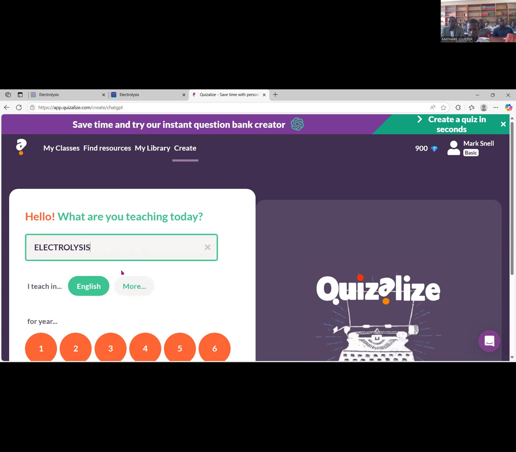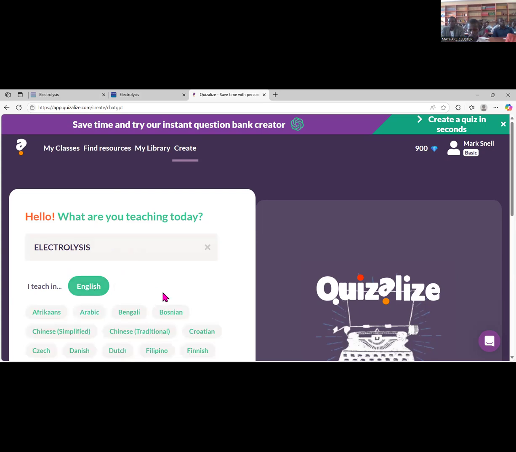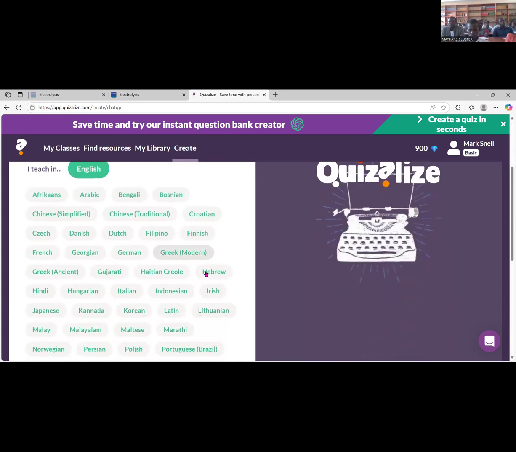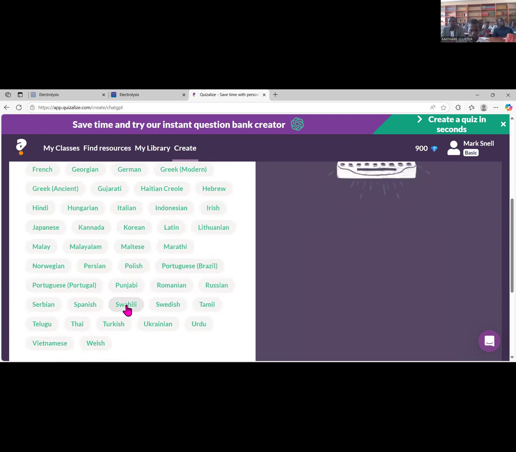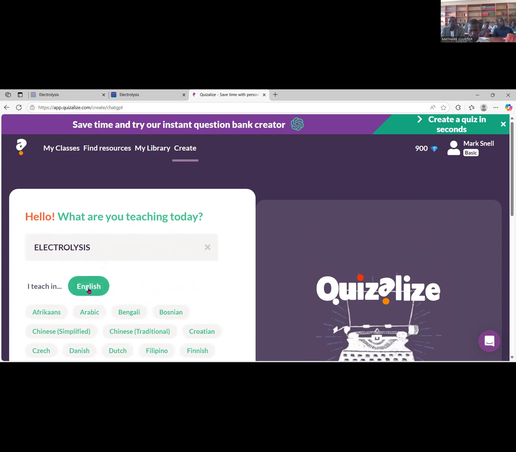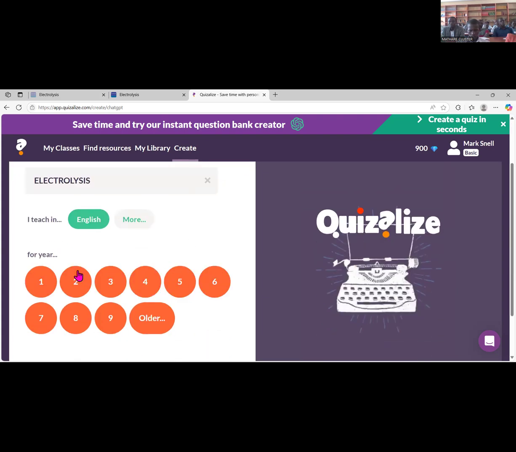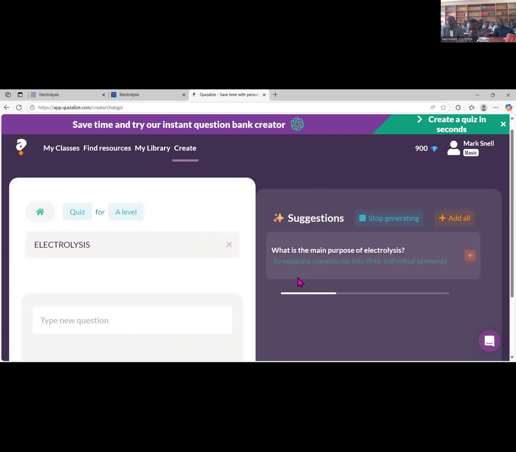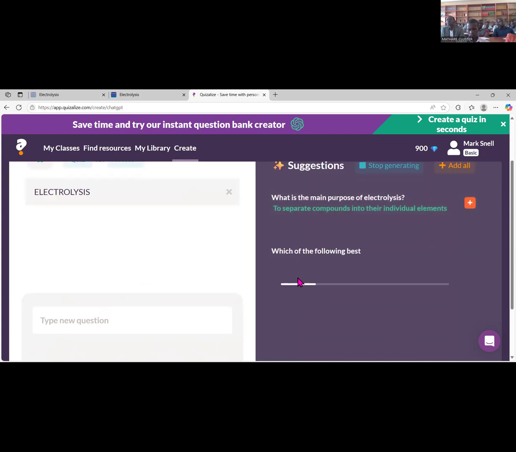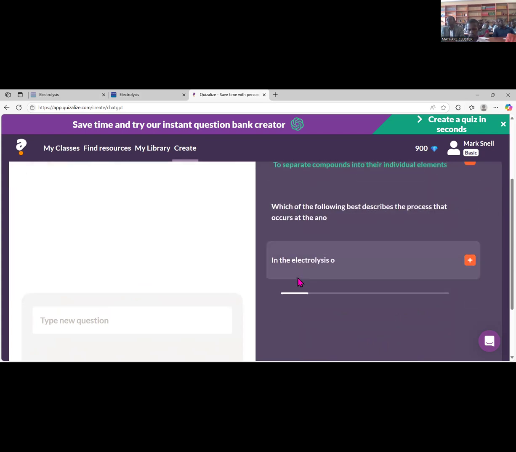So I'm going to say I'm interested in electrolysis. I could even pick the language. If I want, I can pick Swahili. I'm not going to because mine is not very good. And for year, you have to add that because in the UK most kids start at 5 or 6 years old. I'm going to go for older. And here we go. It starts to generate some questions which I can then add into a quiz.